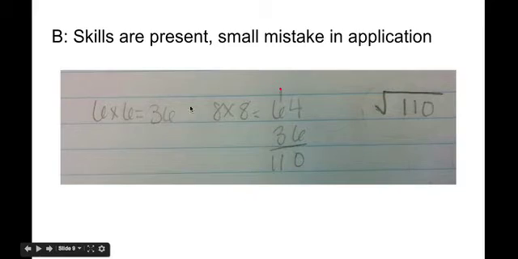Here we see the skills are present. We had a small computation error here, but then after that, also making a correct conclusion here by taking a square root of that number. So we count this as a B level where they're just making one small mistake as they're going through it.